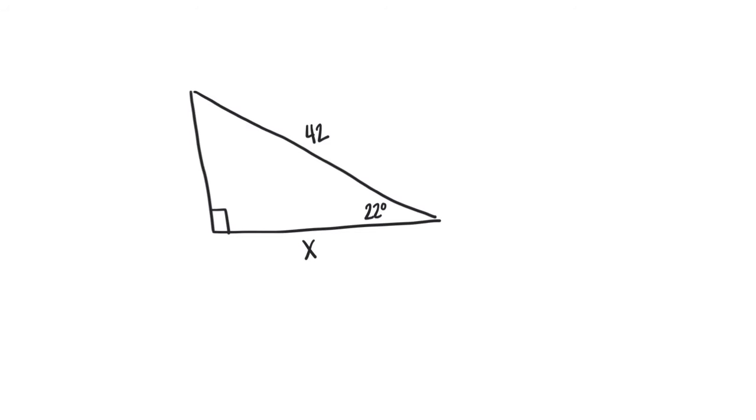To find the value of x, a side length of a right triangle, you're going to want to make sure that you look at sine, cosine, or tangent to use to find that missing side length. Here I have the x being the adjacent because that is next to my angle, and then the 42 is my hypotenuse because it is across from my 90 degrees. So therefore, this is going to result in using cosine.